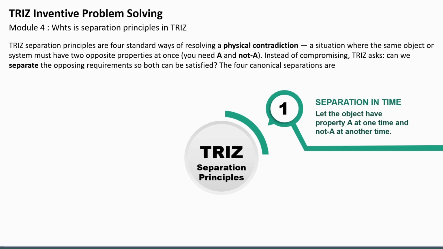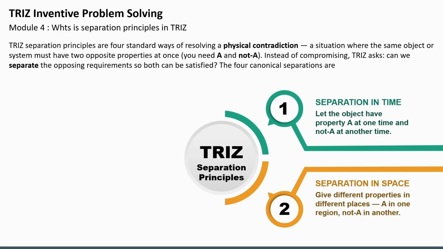As I was saying before, the metal must be soft at the time of shaping or forming, but needs to be hard when it is in final use as a finished good or a product. So hardness and softness are physical contradictions, and they need to be present at two different stages of our requirement or process. The second separation principle is separation in space.